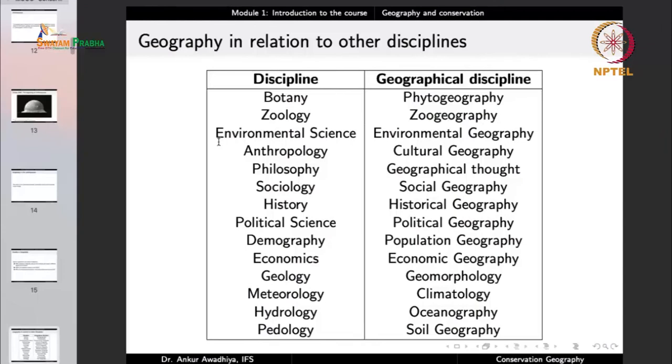And if there is anything in a discipline that varies over an area, we can study that portion in geography. So we saw that if we talk about the discipline of botany, we have phytogeography, which is the geography of the plants. Similarly, for the discipline of zoology, we have zoogeography, geography of animals or geography of animal distribution. In environmental science, we have environmental geography. For anthropology, we have cultural geography, and so on. So geography is very closely related to several other disciplines.